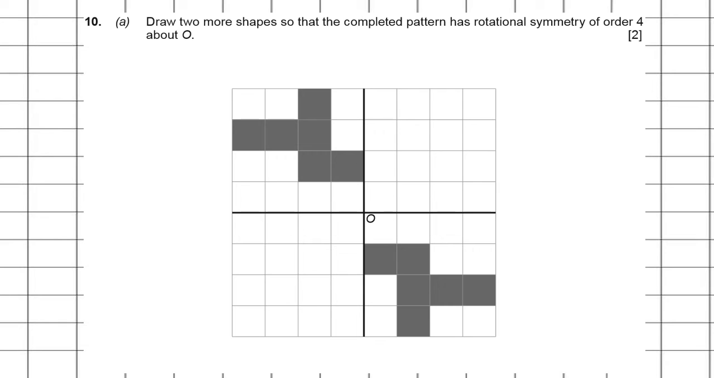Number 10. Draw two more shapes so that the complete pattern has rotational symmetry of order 4 about the origin. Okay, so this is our origin. When we go up, it is 1 up. Same for down, 1 down. Our starting point, we go 1 across, and there's our starting point. So let's mark this. Starting point, starting point, starting point. And again, 1 across, starting point. Okay, and then we go up again. So that's another point, another point.